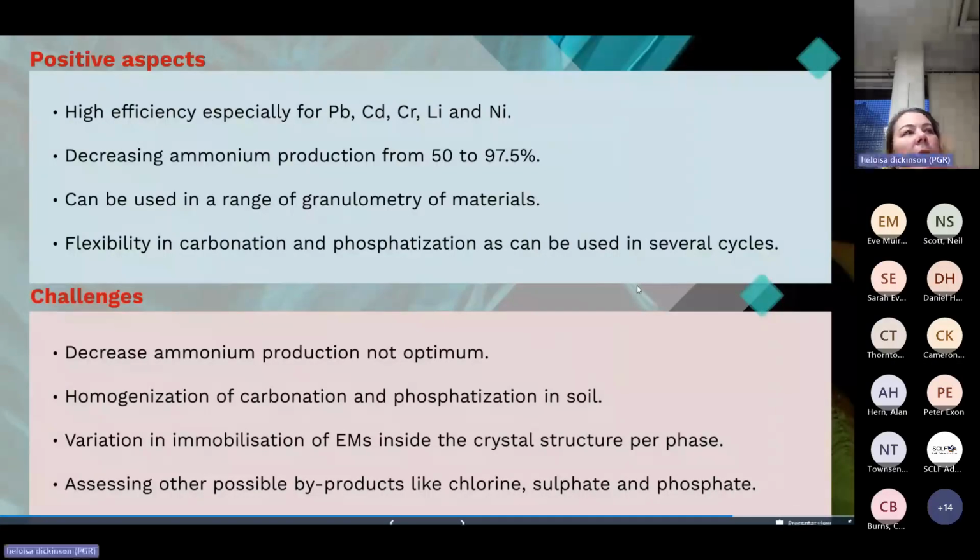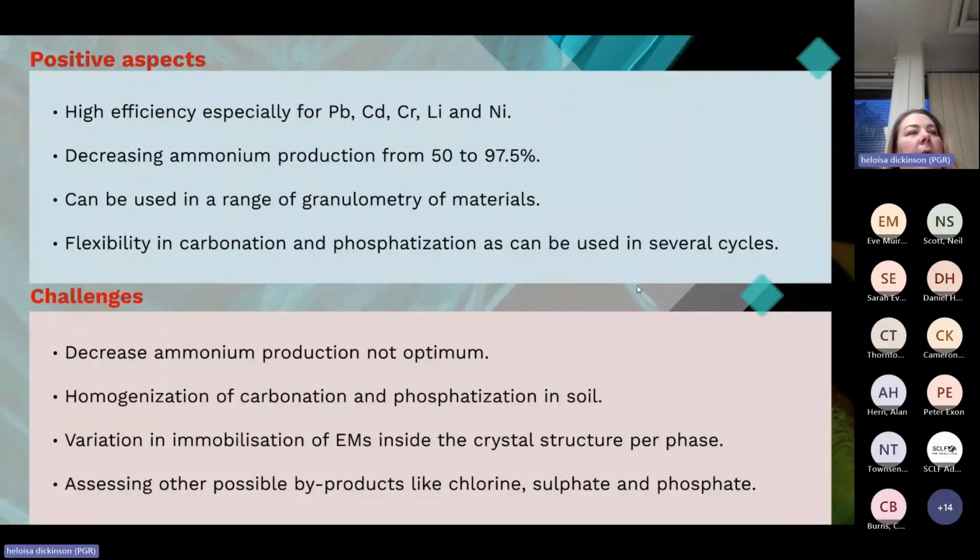So some positive aspects so far that we got from this technique. It seems to be highly efficient to immobilize lead, cadmium, chromium, lithium, nickel, and decreases ammonia production from 50 to 97.5%, depending on the standard that you're using for comparison. It can be used in a range of granulometry of materials. I tested 4 different types of contaminated soils from Glasgow, 2 clay soils and 2 sandy soils. And we went up to 4 cycles very easily. So it can be applied to very fine grain soils.